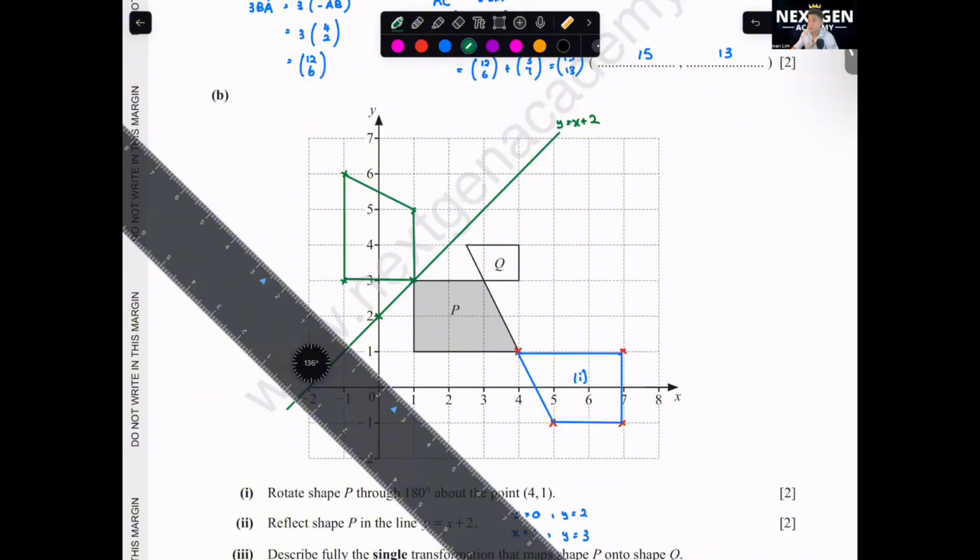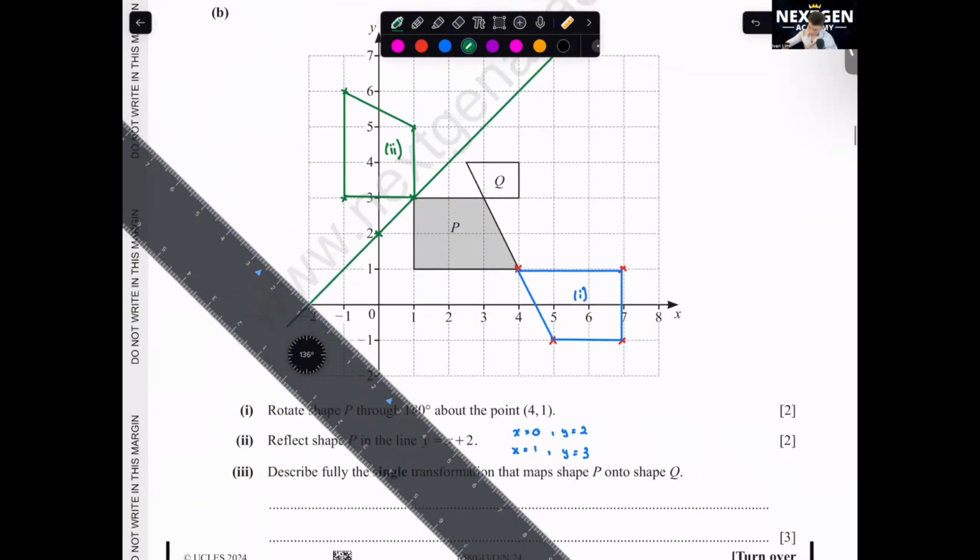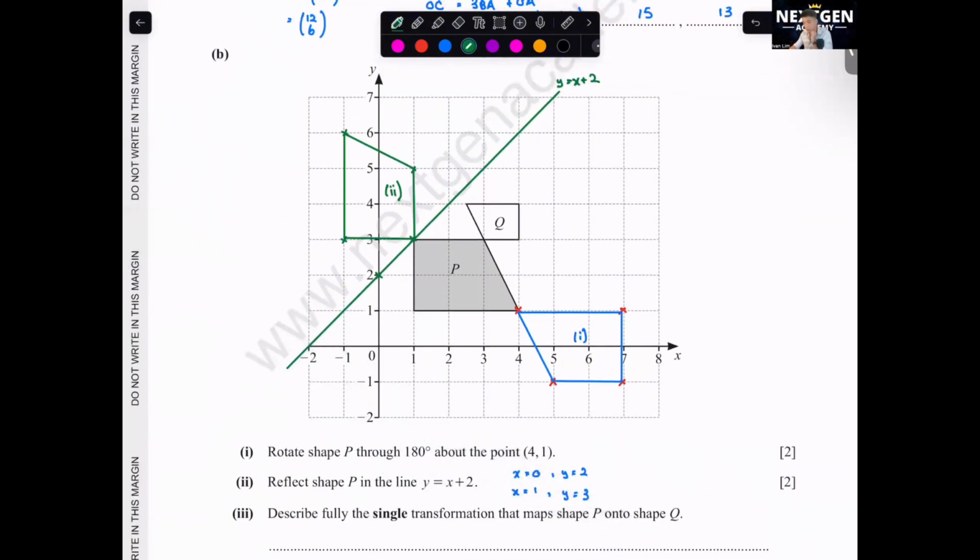This will be the image. Right? This is question 2. So you got to remember, reflection is the perpendicular distance from object to mirror, then mirror to image. Okay, the next one. Describe fully the single transformation that maps P onto Q.